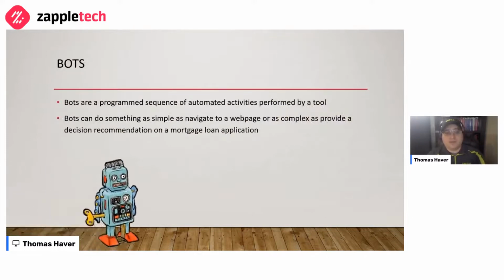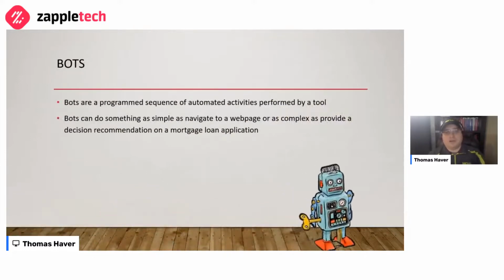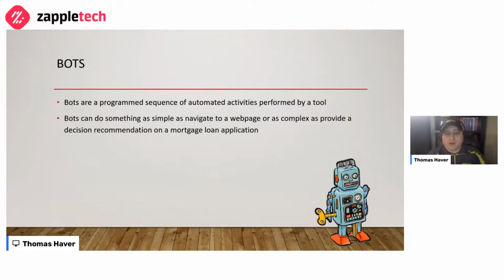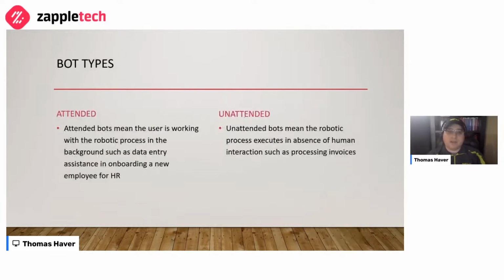This comes into play with some of our terminology that we care about. When I mention bot, what is a bot? A bot is a programmed sequence of automated activities performed by the tool. They can do something as simple as navigate to a web page, or as complex as provide a decision recommendation on a mortgage loan application. So it's not just about something that's traversing over a web application. You can go much deeper than that. And there are many different types of bots. The two general categories that we're going to talk about today are attended and unattended bots.